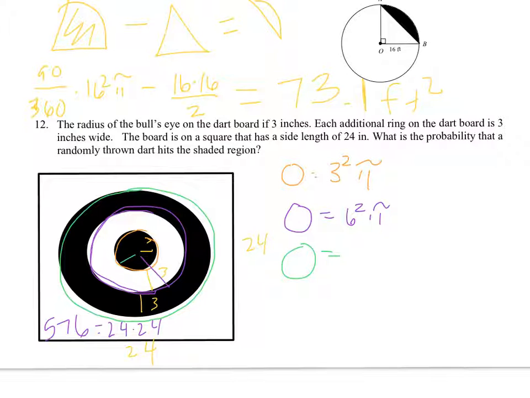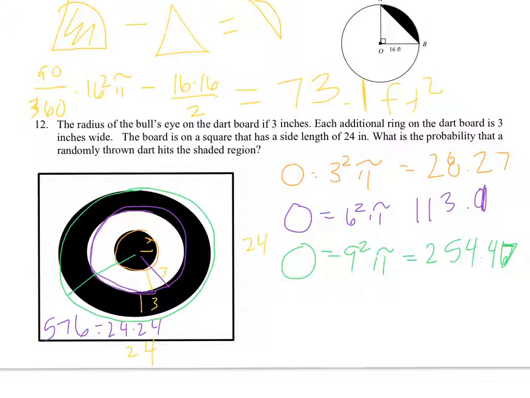So I have 3, 6, 9. So this would be 9 squared pi. So this one's equal to 254.47. The purple one is 113.1. And my orange one is equal to 28.27. So now I have to think, what should I actually do with all of these numbers that I have here?